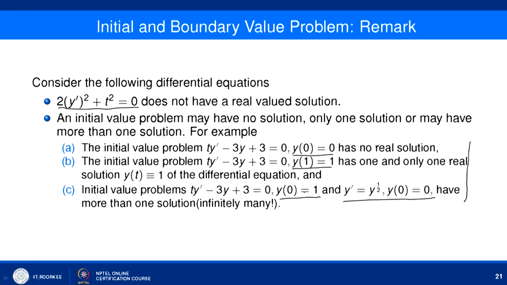So here we have seen that for an initial value problem, the differential equation is the same, and the only difference is the condition given at one point. Only the conditions are changing, and we have seen that we get no real solution, one solution, or more than one solution. So the conditions play a very important role. The similar thing also happens in the case of boundary conditions.